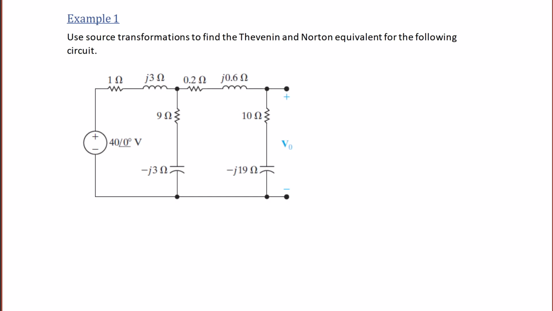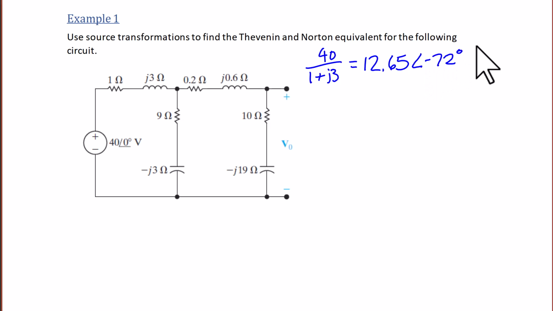Example 1, using source transformations, find the Thevenin and Norton equivalent for the following circuit, and we're going to start by converting the 40 volt source in series with 1 plus J3 into a current source in parallel with 1 plus J3. And in order to find the value of the current source, you use 40 divided by 1 plus J3. So the value of the current source is 12.65 with an angle of negative 72 degrees.